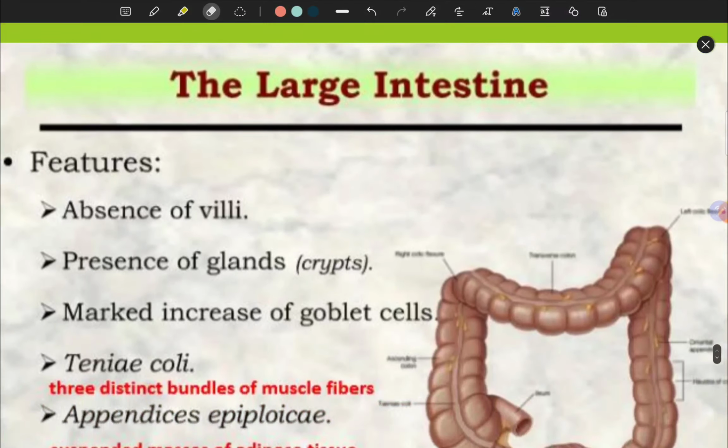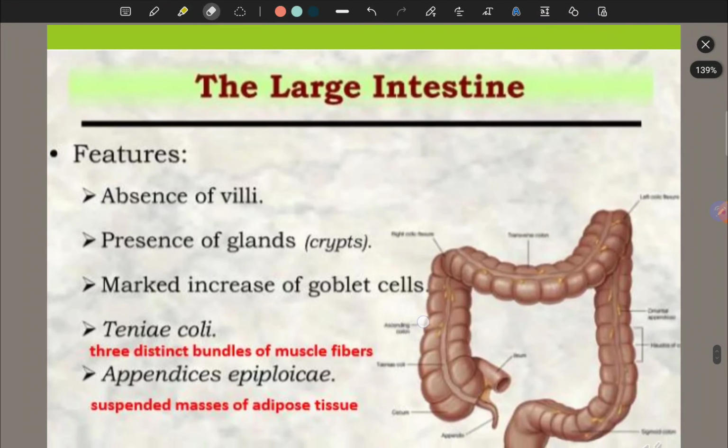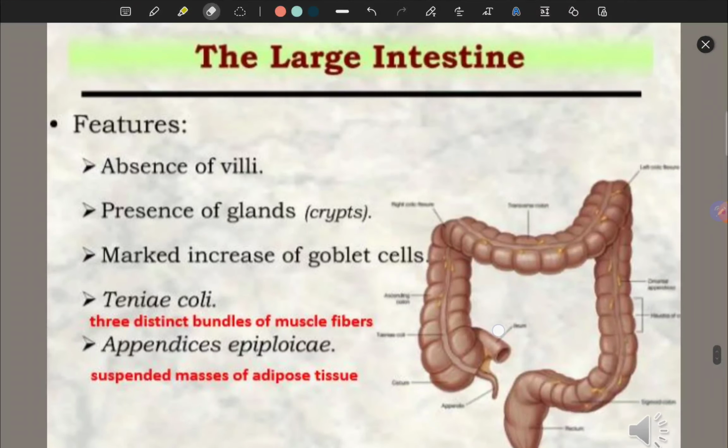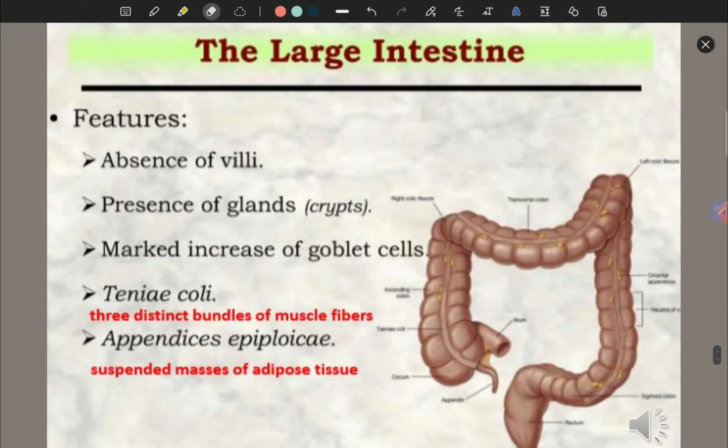The large intestine: what is the difference between it and the small intestine? There are no villi. If this is a large intestine cross section, in an operation or for example an autopsy, you will see the surface epithelium is without villi. It is smooth. In the small intestine, we have the presence of glands. Again, we have intestinal glands special to the large intestine.